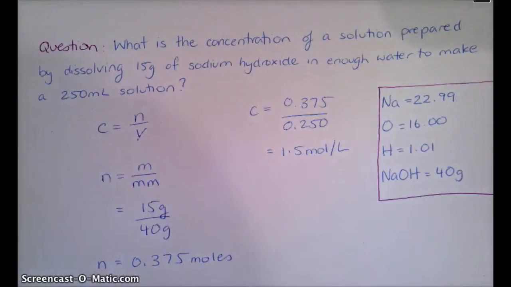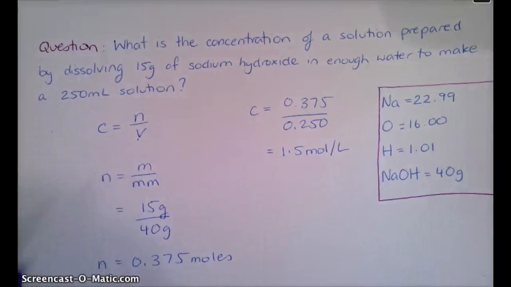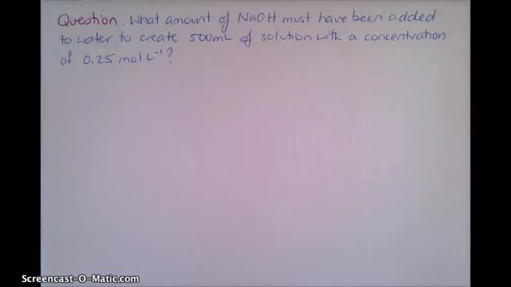So that calculation was fairly straightforward, even though we did have to use our number of moles formula over here before we could use our formula for concentration. So let's try another example. This question is, what amount of sodium hydroxide must have been added to water to create 500 ml of solution with a concentration of 0.25 moles per litre?